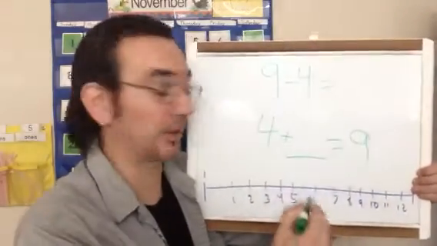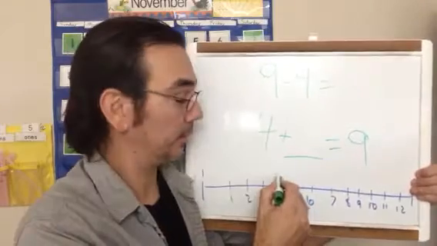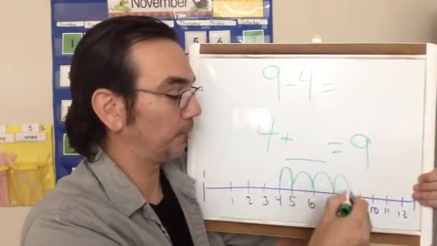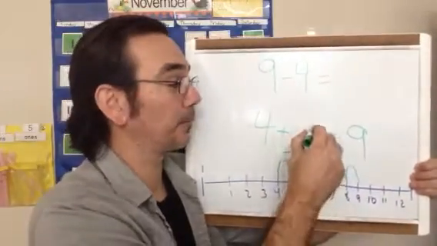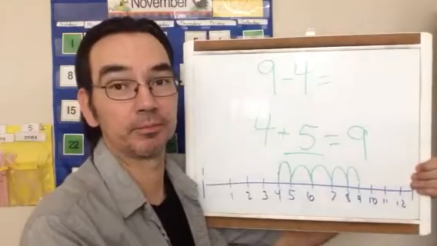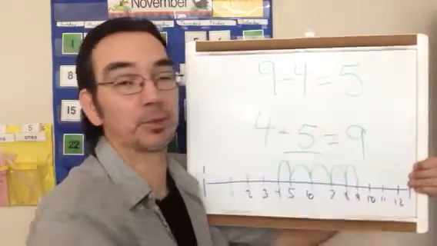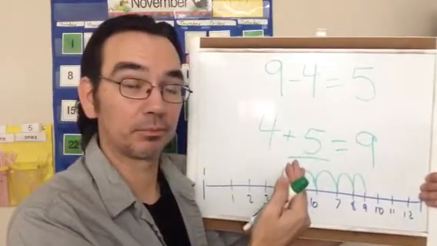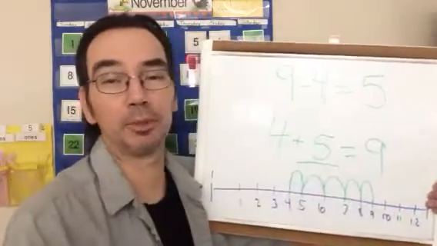Start at 4, we're going to go to 9. Remember, when we count our jumps, we only count when we land. 1, 2, 3, 4, 5. Took me 5 jumps to get there. So I started at 4, took me 5 jumps to get to 9. So 9 minus 4 equals 5. That's how we can use addition thinking to help us solve subtraction problems.